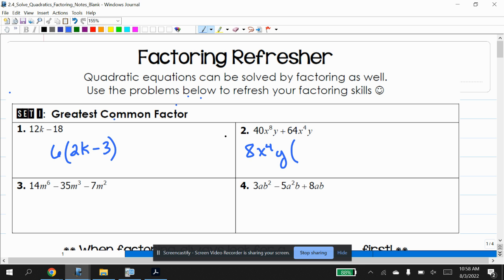What's left over? 5x to the 4th, and then 8. That's good. 8 times 5 is 40, so that would be that part. 4 x's and 4 x's multiplied together would be x to the 8th. And then y times that would get the y on the end. 8 times 8 is 64. X to the 4th times that is going to get us x to the 4th, and y gets us that. So that's pulling out the GCF of a larger polynomial.